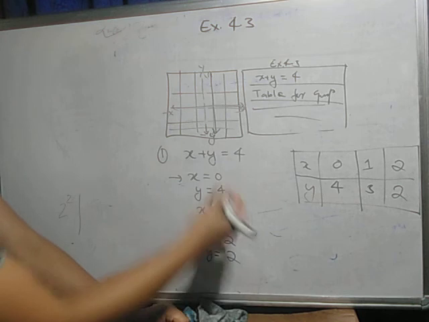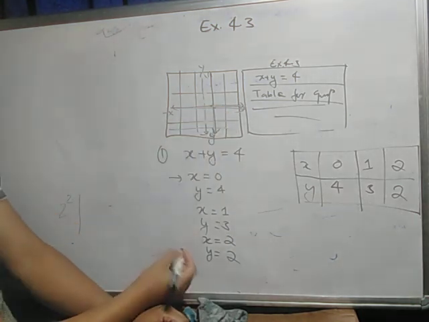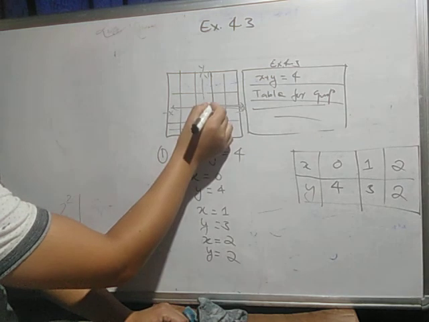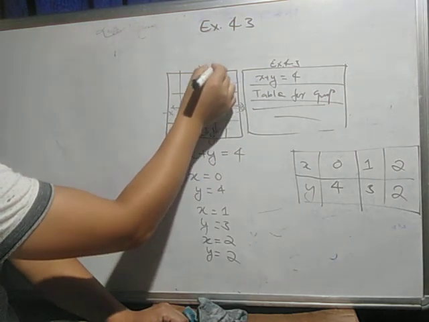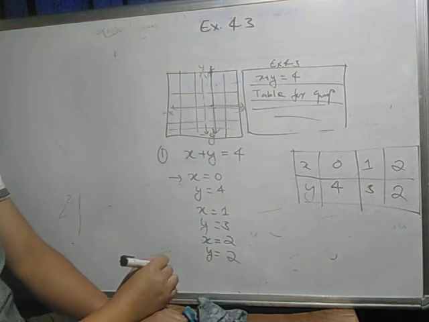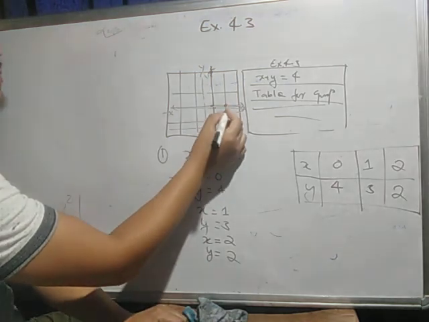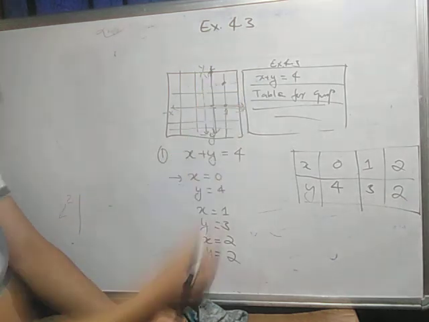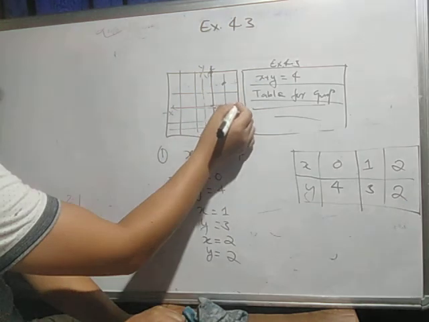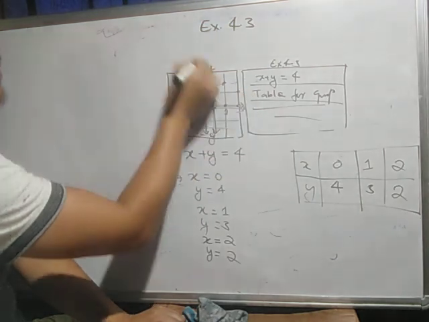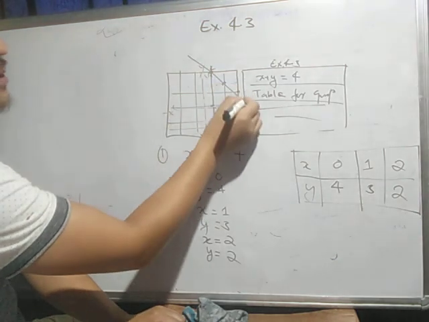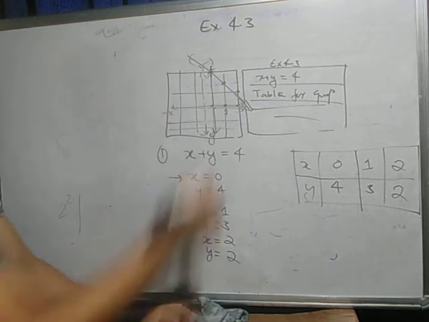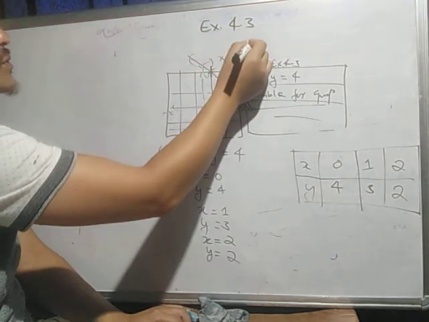Then from the origin 0, 0, first point x equals to 0, y equals to how much? 1 2 3 4, so this is the point. Next x equals to 1, write the values. y equals to 3, over here you will get the point. Again x equals to 2, y equals to 2, so draw like this. Then this line represents the equation x plus y equals to 4.